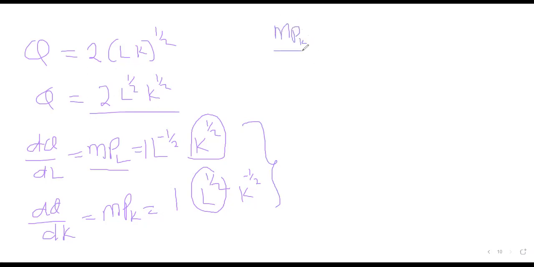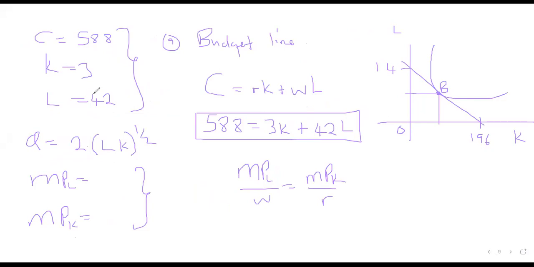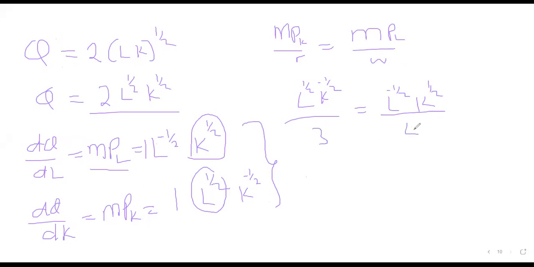MPK over what? Rent should be equal to MPL over what? The wage. So what is our MPK? L^(-1/2)... K^(1/2), but the half, if we're dealing with K, is on the K. Here, if we're dealing with labor, the half is on the L with the negative. Then, what was the rent? The cost of capital was 3, the labor was 42. So K is 3, here it is 42. We're just substituting the figures there. Are we together?